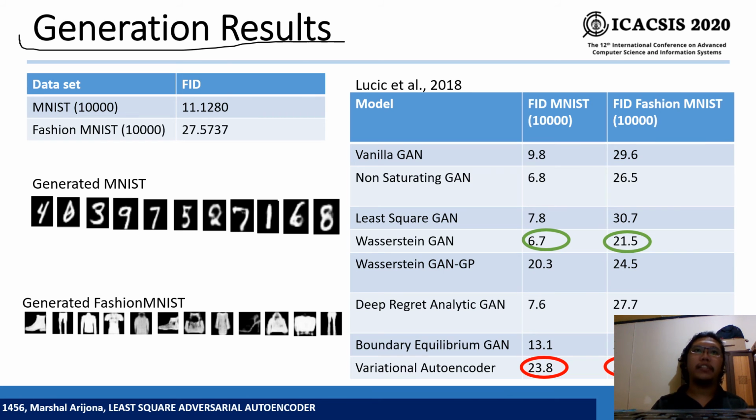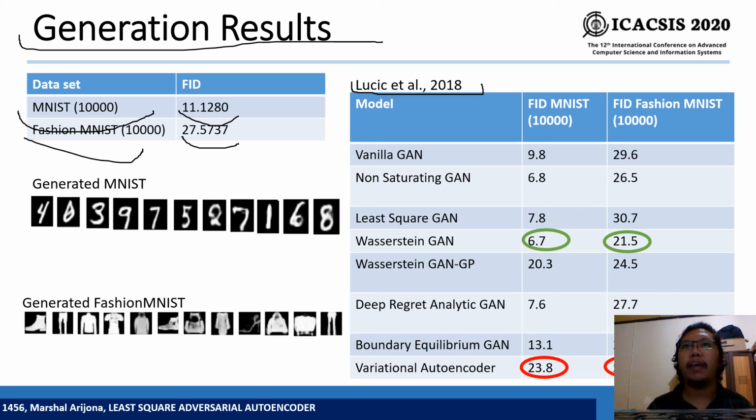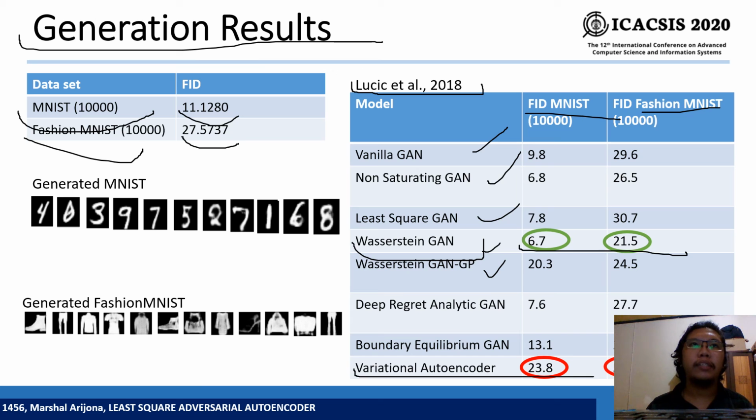Okay, now let's talk about the generation results. We found that our model achieved an FID of 11.128 on the MNIST dataset and 27.5737 on the Fashion MNIST dataset. We also compared our results with experiments conducted by Lucic and his colleagues. Also, we set the testing environment the same as theirs. Their experiments compared the FID of generative models on the MNIST dataset and the Fashion MNIST dataset. The research found that Wasserstein GAN gives the best result, and the worst result is achieved by the variational autoencoder. By using the scores and the comparison, we can say that LSAA could generate data that's similar to the real data distribution.